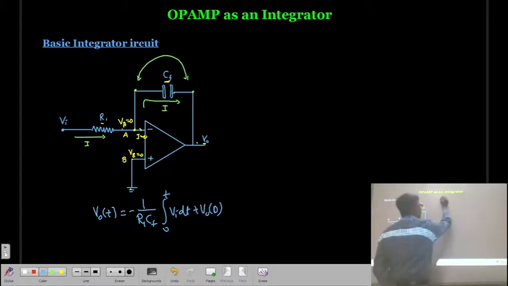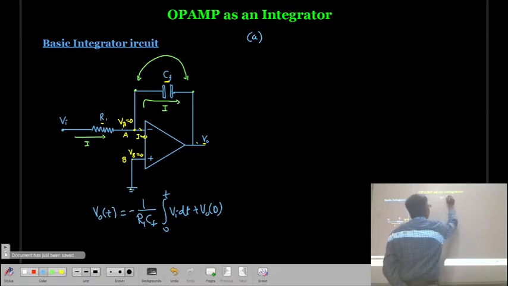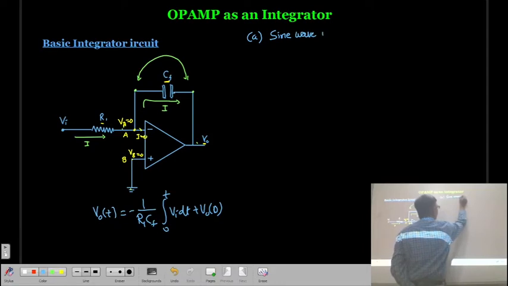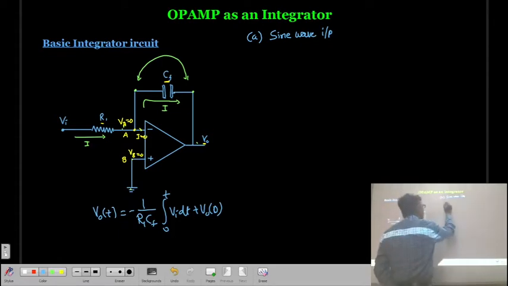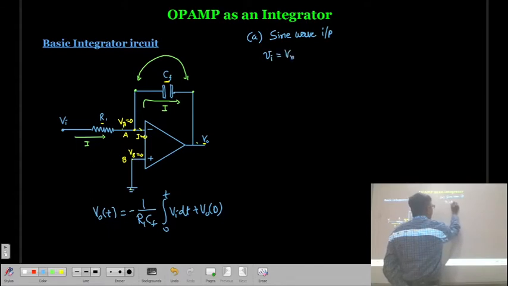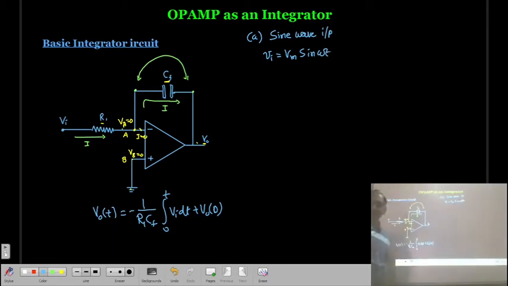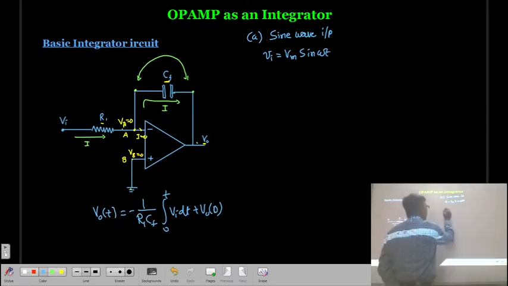Now let us say my first input is a sine wave. Sine wave, correct? So how can we represent the sine wave? That sine wave is represented as Vi is equal to, we can write, Vm sine omega t. Correct? Now, here we will see what is the output voltage of the integrator.